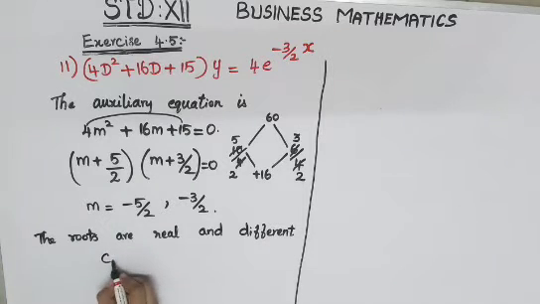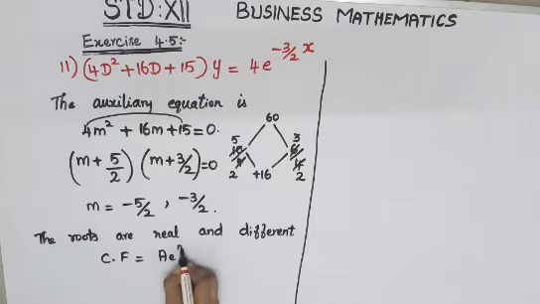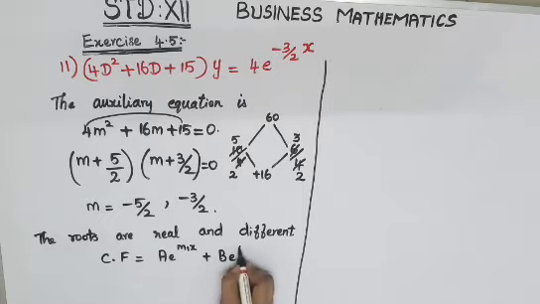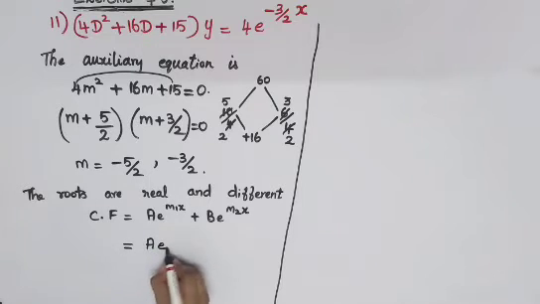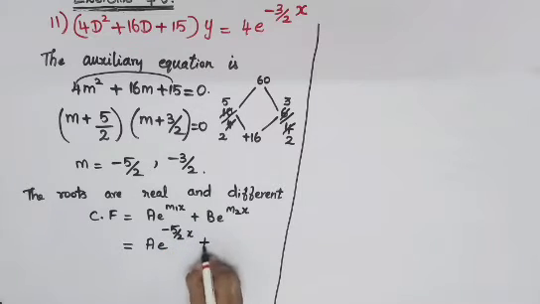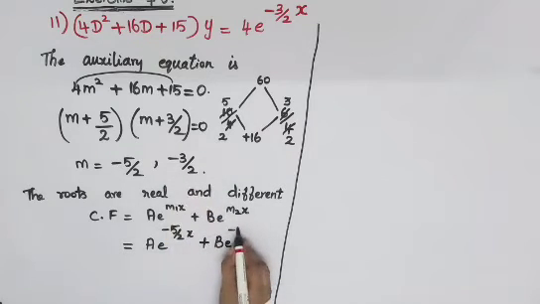Therefore your formula for CF is a e^(m1 x) + b e^(m2 x). So equal to a e^(-5/2 x) + b e^(m2 x), where m2 is -3/2, so b e^(-3/2 x). So this is your CF.